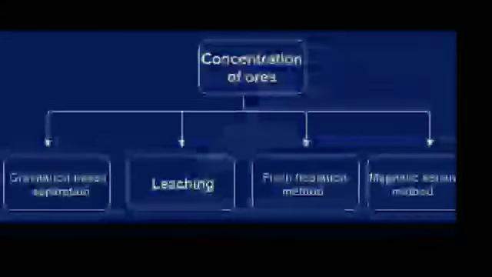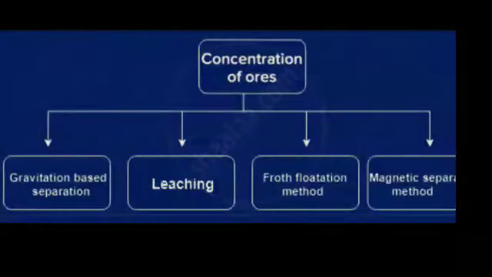Next topic is concentration of ores. The process of separating gangue from the ores is called concentration of ore. In this process, the concentration of the compound of the desired metal is increased. There are 4 methods for concentration of ore. The first is separation based on gravitation, then leaching, froth flotation method and magnetic separation method.